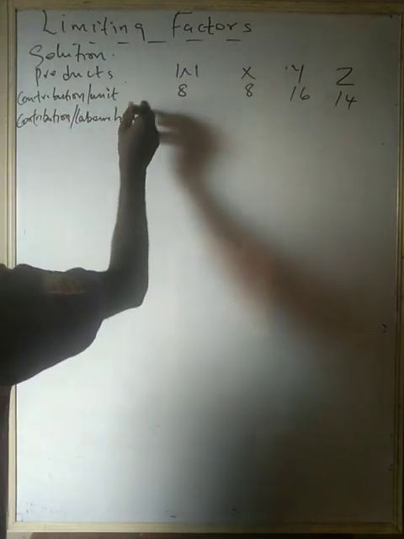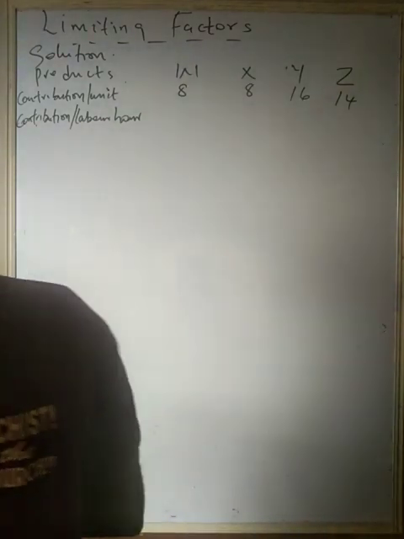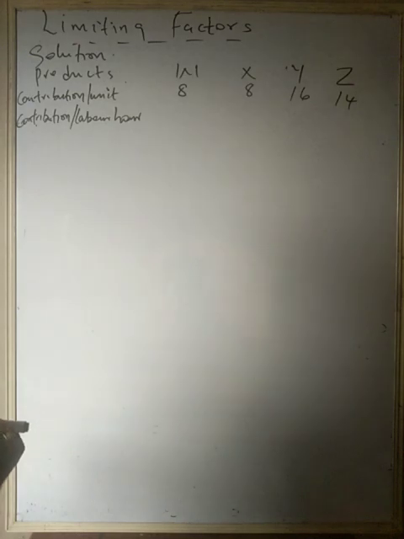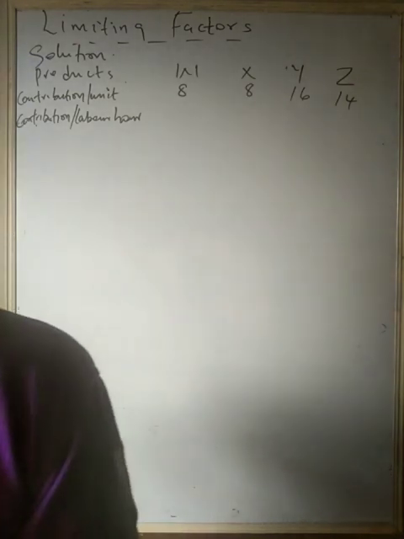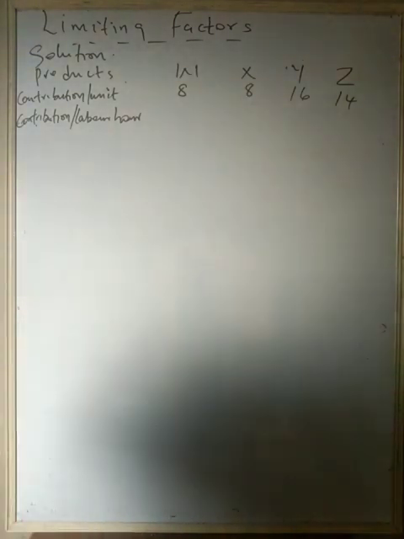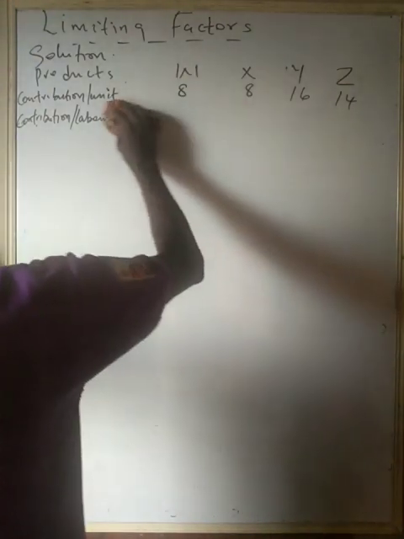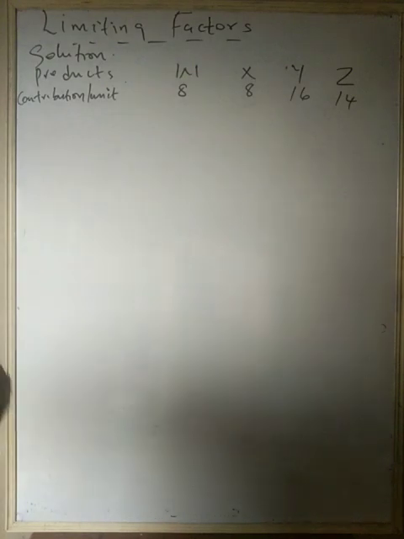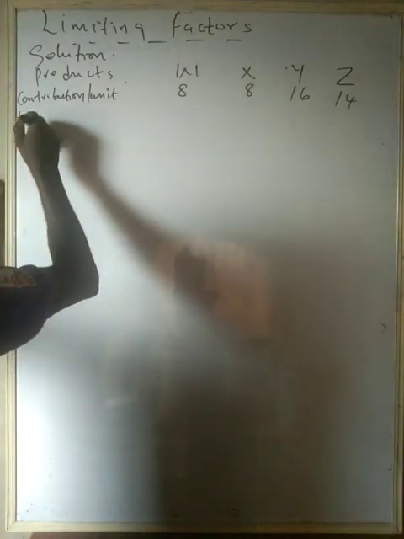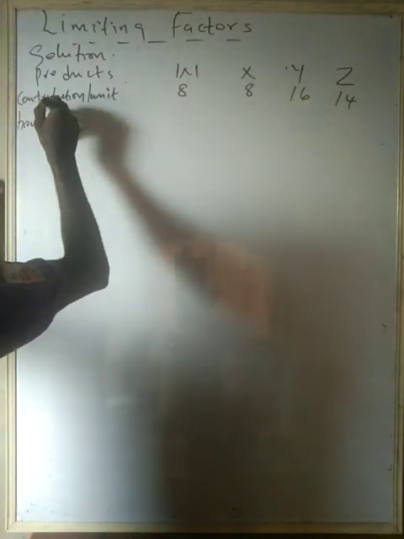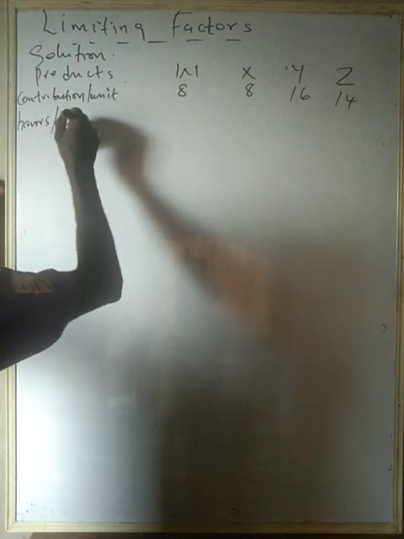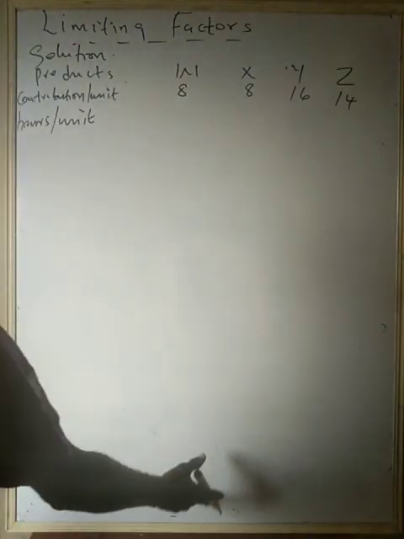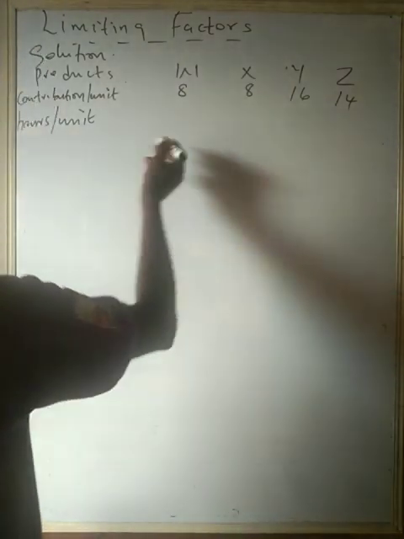Contribution per labor hour is contribution divided by the hours per unit. That is what we have demonstrated. Okay, let me quickly demonstrate that. Hours per unit. That is what I've done before, but let me do it again.